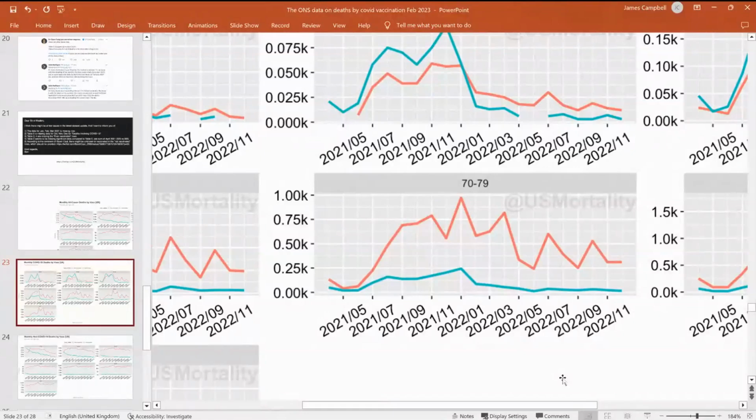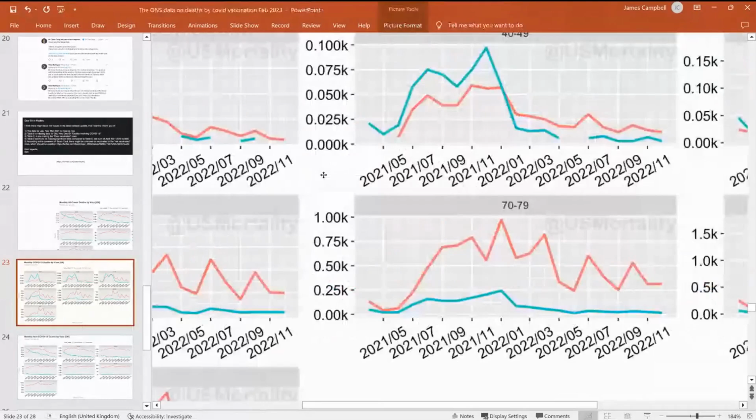So is it just the vaccinated here? The orange is the vaccinated. If the vaccine was working, there shouldn't be any deaths there. So I'm confused. The top line is the vaccinated. The bottom line is the unvaccinated. Yeah, got it. The top line, all of them, apart from the 18 to 39, the higher one is the vaccinated. Well, that's just extraordinary.